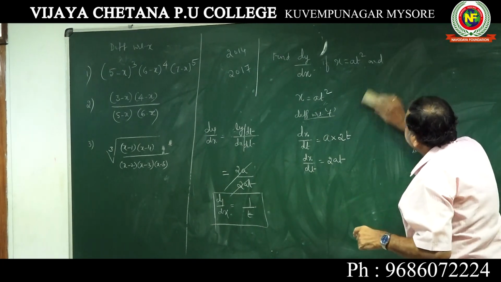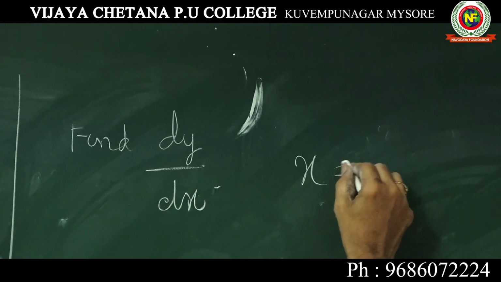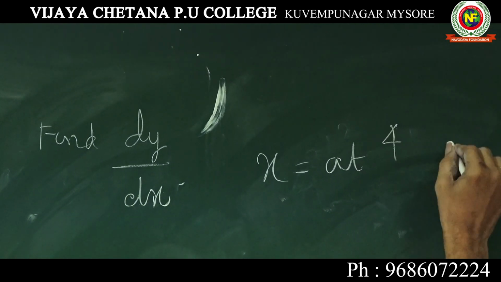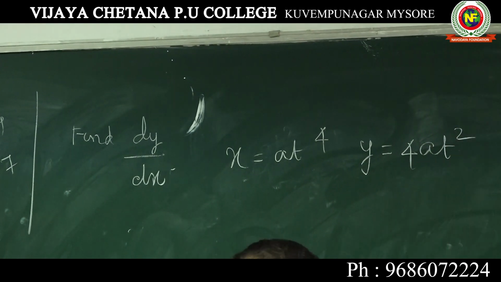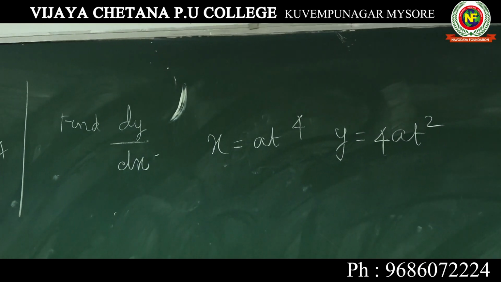x equals at to the power of 4, y is equal to 4at square. Find dy by dx. Write it down.